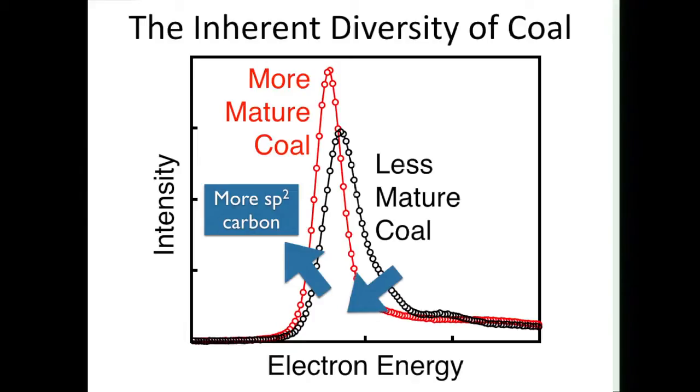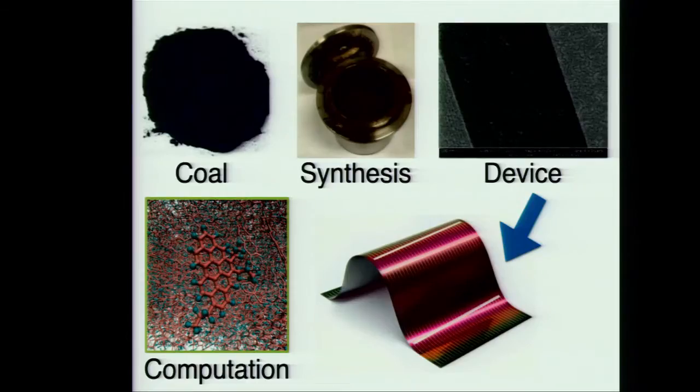And in fact, we know, for example, that if you have more mature coal, you're going to have more sp2-like carbon. That's just how the bonds are arranged. And that difference is something we can take advantage of and make devices out of. It's exactly the kind of thing we want.